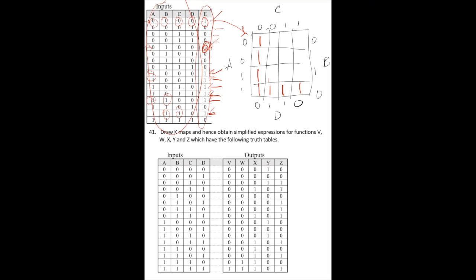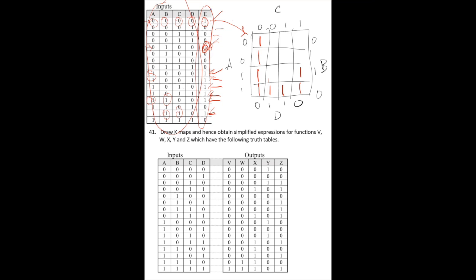So A is 1, there B is 1, there C is 1, there D is 0. The only place those all overlap is there. So I end up with this as my Karnaugh map for this input-output table. How do we take that into a statement?